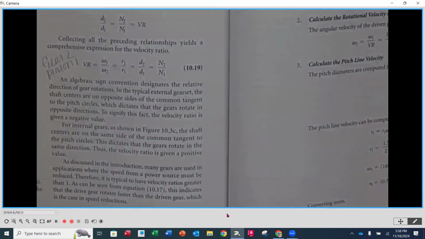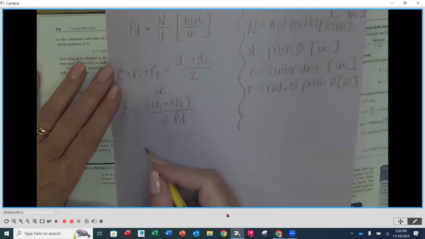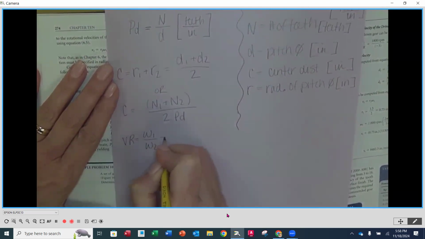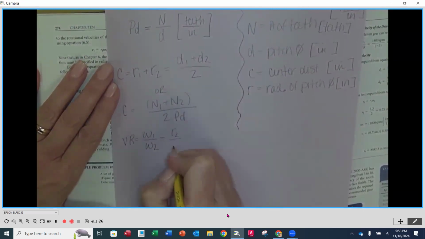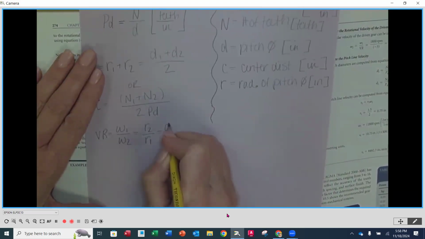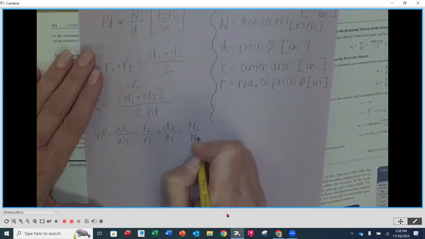So guess what we're adding to our equation sheet? We're adding the velocity ratio stuff here, okay? So velocity ratio is going to be equal to W1 divided by W2. Radius 2 divided by radius 1. Pitch diameter 2 divided by pitch diameter 1. And number of teeth 2 divided by number of teeth 1.